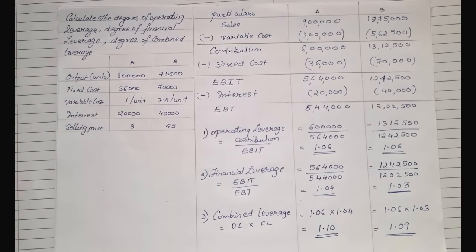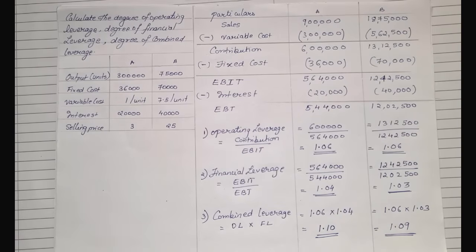So this is how you all have to solve the sum where they're asking you to find the leverages when all the details are directly given to us. They gave you the sales, the variable cost, the fixed cost, the interest, all the values are given. We just had to put them into the income statement and then substitute into the formulas. So this was the very first sum which was based on leverage.